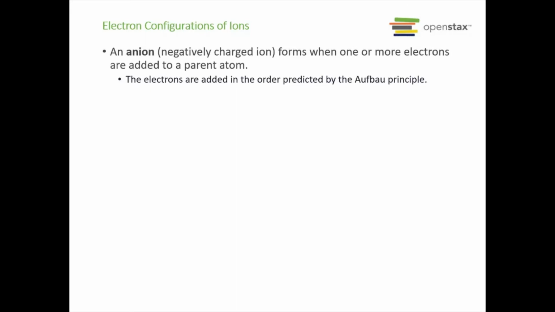For anions, just a refresher, they form when an electron is added to our atom. And the way that we add them is we use the Aufbau principle, where we start off with all the electrons unpaired, and then they pair up as we start filling up the orbital.